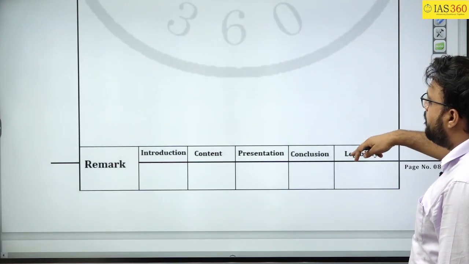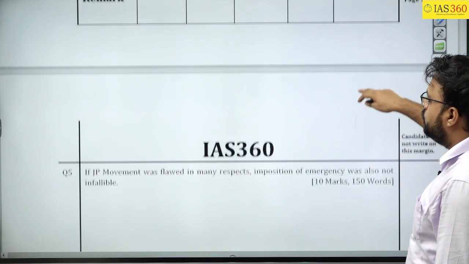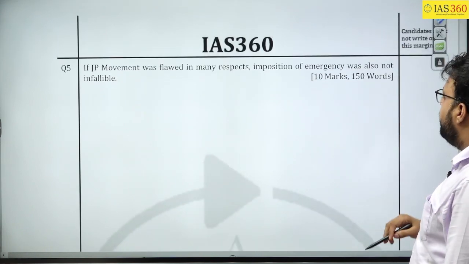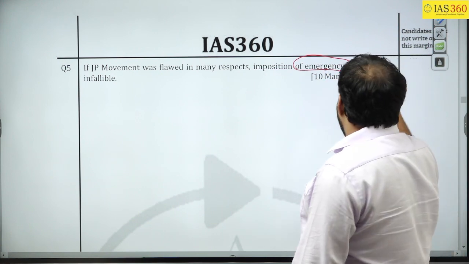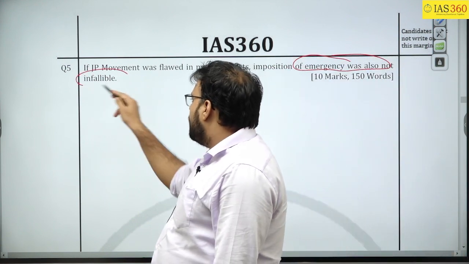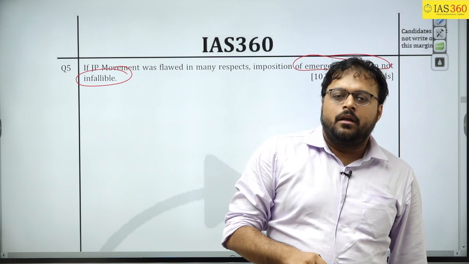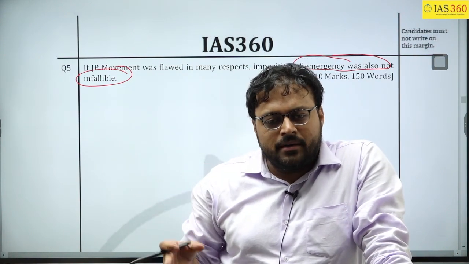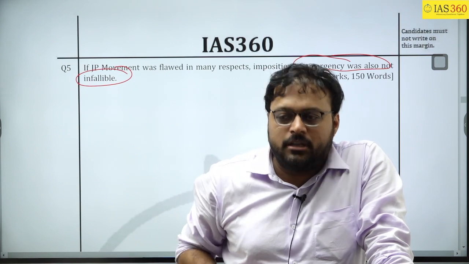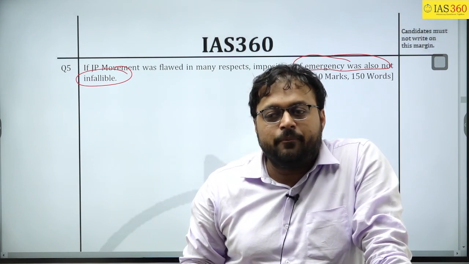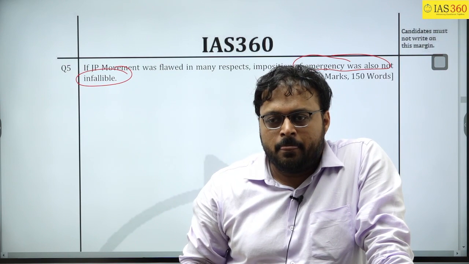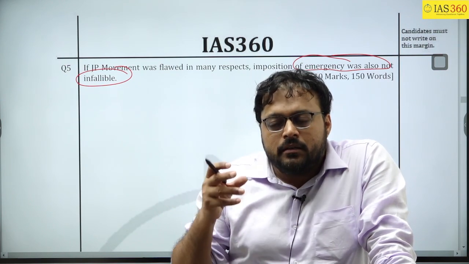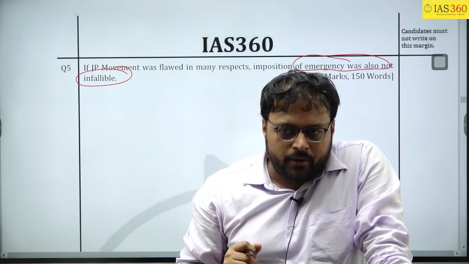Now we will see the next question. If JP movement was flawed in many respects, imposition of emergency was also not infallible. Comment. So again I saw that the students are writing about the background of the JP. The question is on JP movement, not on the JP. So you can talk about in the introduction the reasons for the rise of the JP movement.